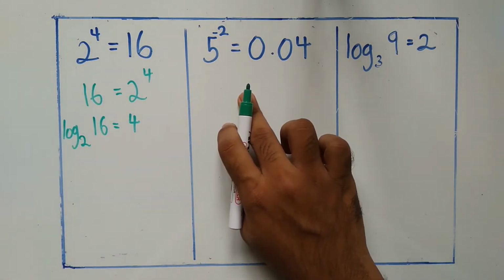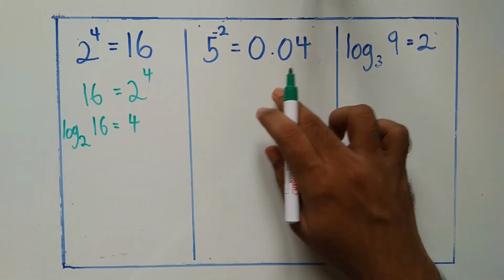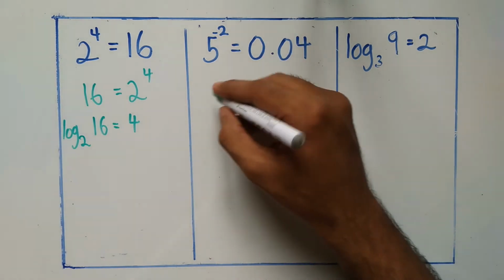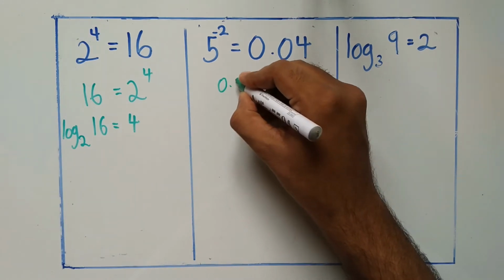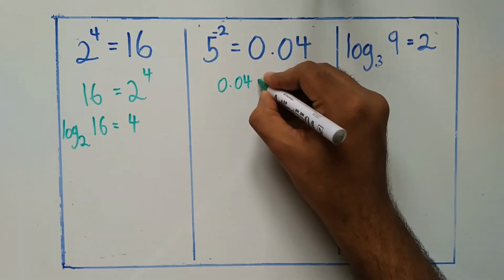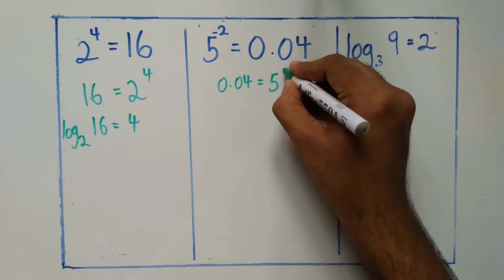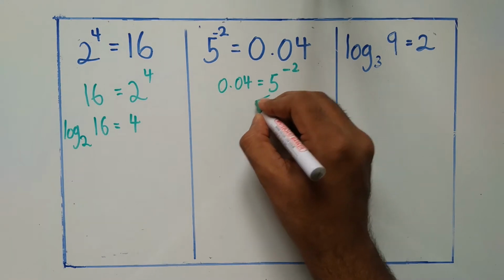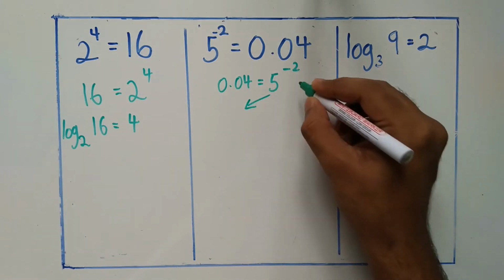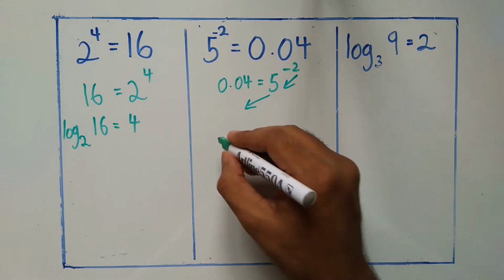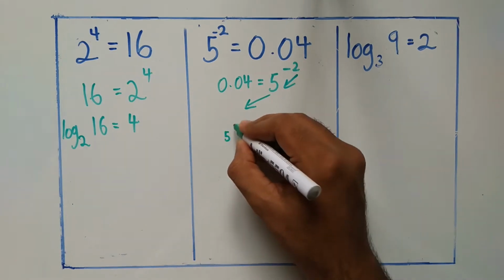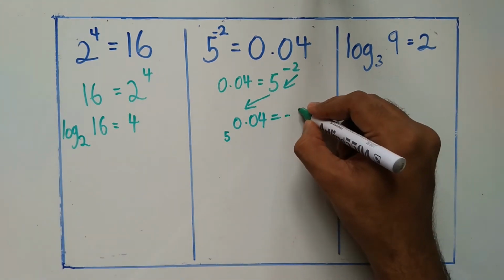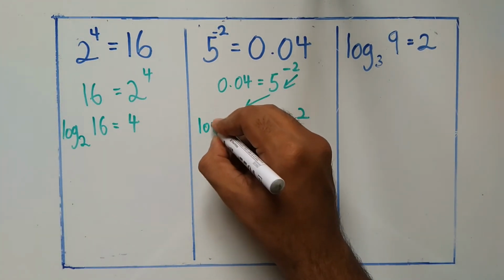Next, we do the same thing here. We flip the right hand side to the left hand side and vice versa. Use the same technique, which gives us 0.04 equals minus 2. Now you include the log.